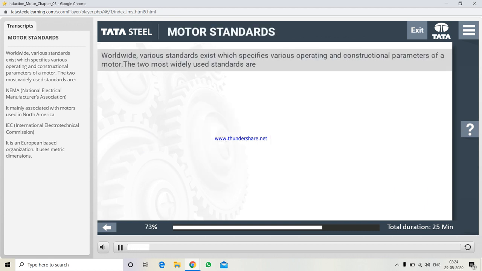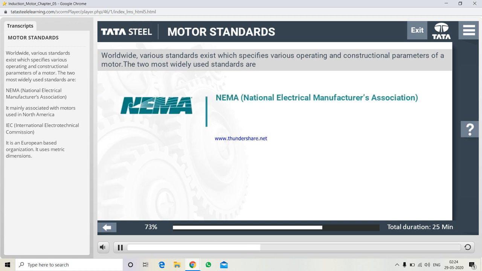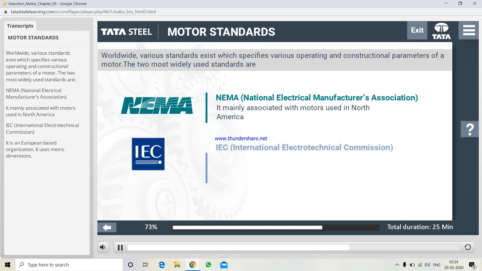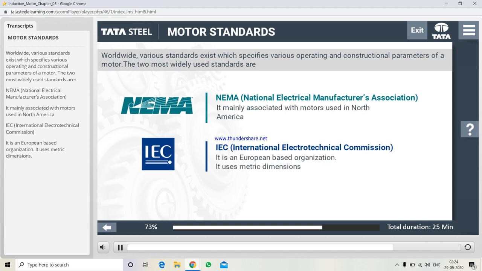Worldwide, various standards exist which specify various operating and constructional parameters of a motor. The two most widely used standards are: 1. NEMA, National Electrical Manufacturers Association. It is mainly associated with motors used in North America. 2. IEC, International Electrotechnical Commission. It is a European-based organization. It uses metric dimensions. Click Next to continue.